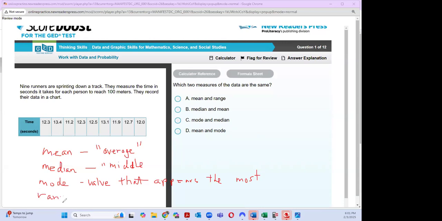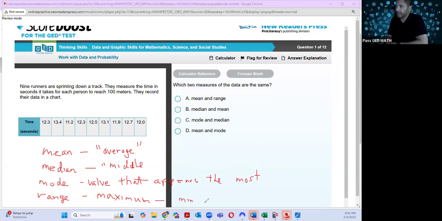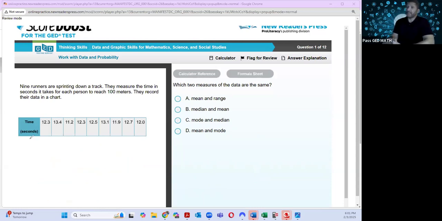Range. You take the biggest number and minus the smallest number, and you'll find the range. Right. So the highest number, which is the maximum, minus the lowest number, the minimum, is your range. So you've got the definitions. Perfect. Now let's look at the question: what two measures of the data are the same?